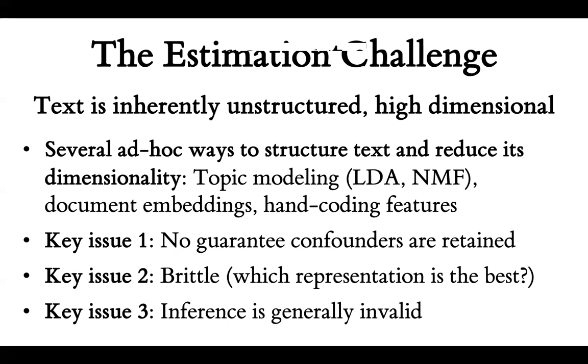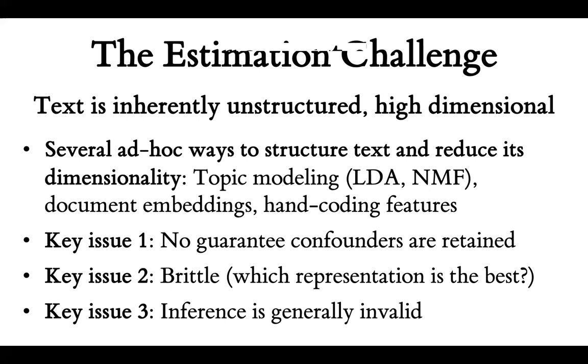You may be trying to maintain interpretability or do something else. But when you go from high dimensional to low dimensional, the actual confounders in the text might disappear. The second issue is that it's brittle. Each of these different methods comes up with a different representation, and then you get different causal estimates depending on what representation you use. And you don't know which one to trust. So that's issue number two.